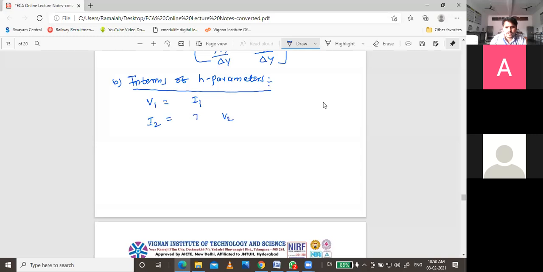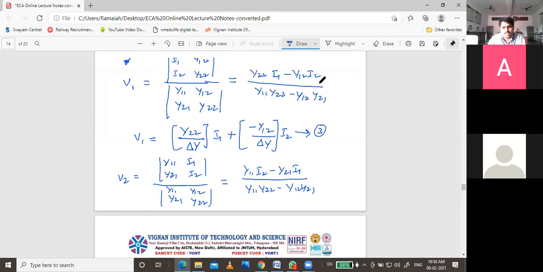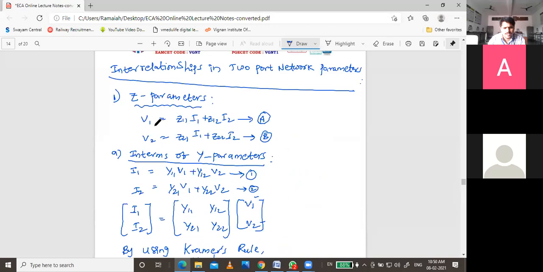So this I1 means this is also I1. If the V2 means it is also V2. So therefore V1 equals H11 I1 plus H12 V2, and I2 equals H21 I1 plus H22 V2. So equation number 1 and equation number 2. Now, what I want is V1 equal to something into I1 plus something into I2, because these are the equation A and equation B. So we should not forget these two equations. V1 equal to something into I1, that is this Z11, you will get in terms of h parameters. So Z12 also you get in terms of h parameters.